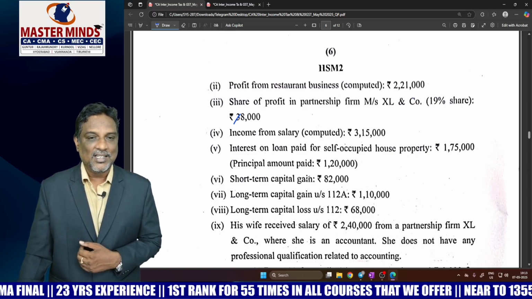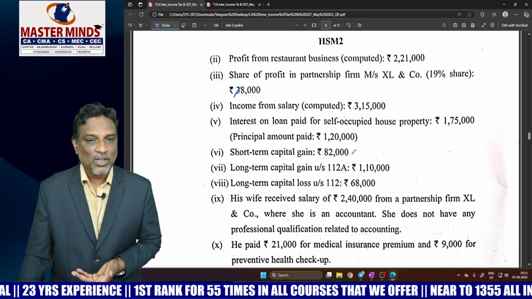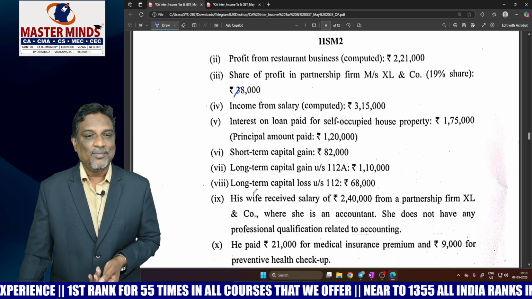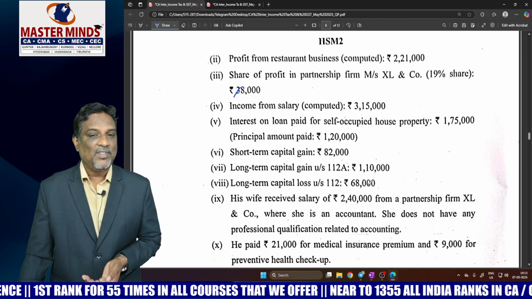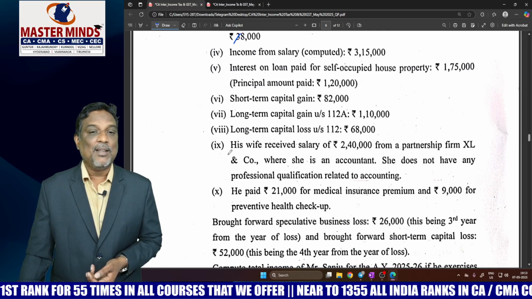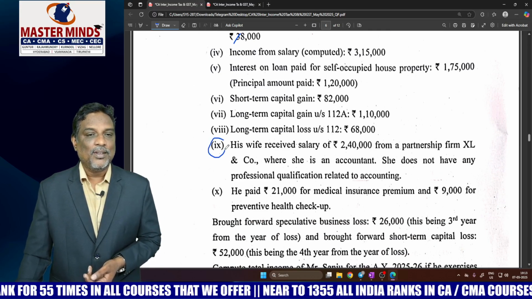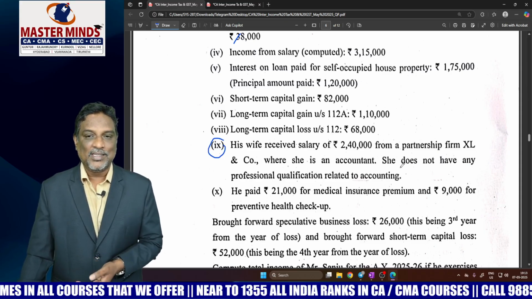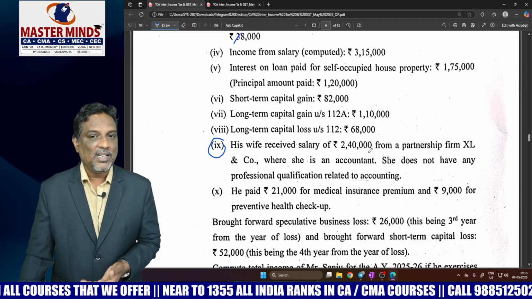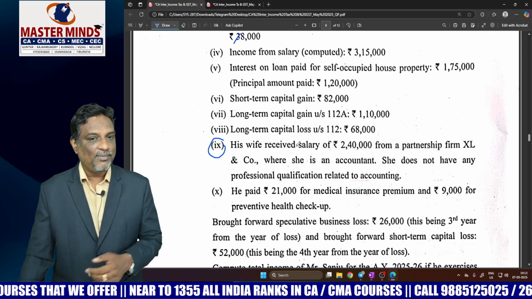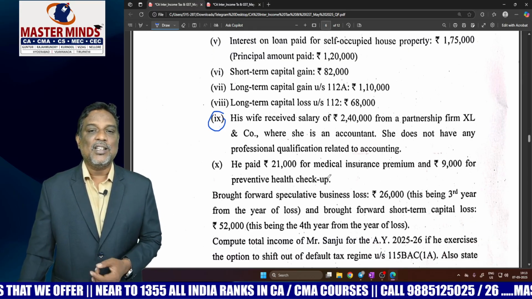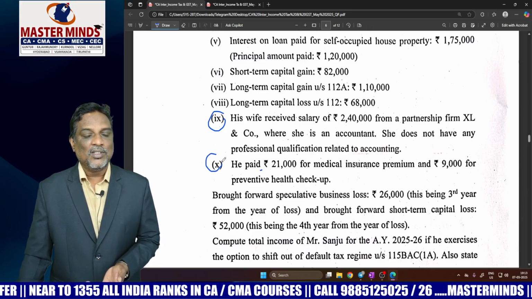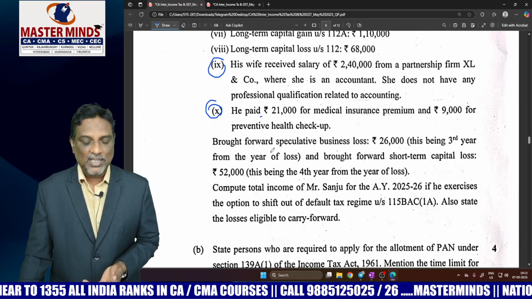Principal, 80C deduction. Capital gain 82,000. Long-term capital gain 112A, 1,10,000. Long-term capital loss under 112, 68,000. It's a clubbing provision. Point number 9, it's a clubbing provision. So remuneration to spouse. She does not have adequate qualification. Therefore, this remuneration is to be clubbed in the hands of the assessee. Medical insurance premium, 80D deduction. Last one. So this is the set off and carry forward related problem.